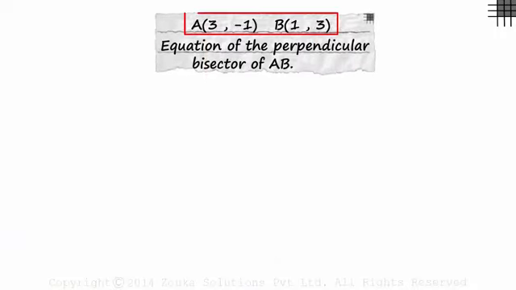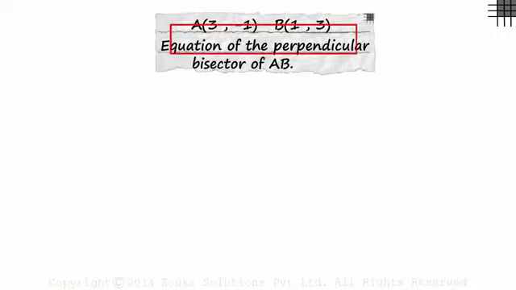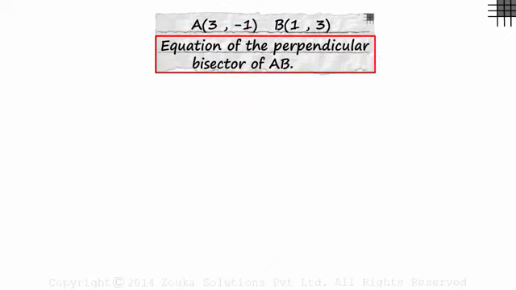In this example, we are given the coordinates of A and B and have been asked to find the equation of the perpendicular bisector of AB. Pause the video and try finding the equation.